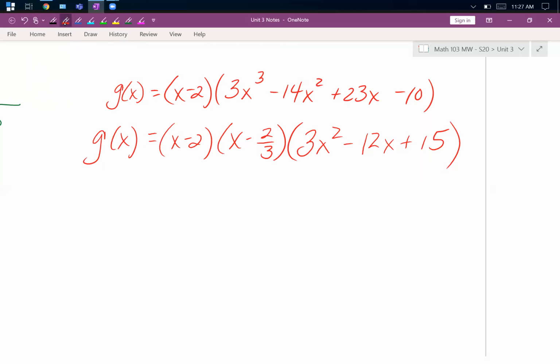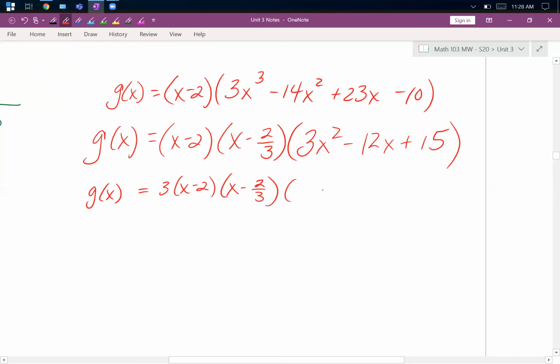But first thing I notice is that the quadratic factor has a common factor of 3 that we can factor out. Putting that 3 out in front leaves us with x squared minus 4x plus 5. We try to come up with two numbers that multiply together to be positive 5, but add together to be negative 4. There are no such numbers, so we're going to have to use the quadratic formula to get the zeros and then work backwards to the factors.